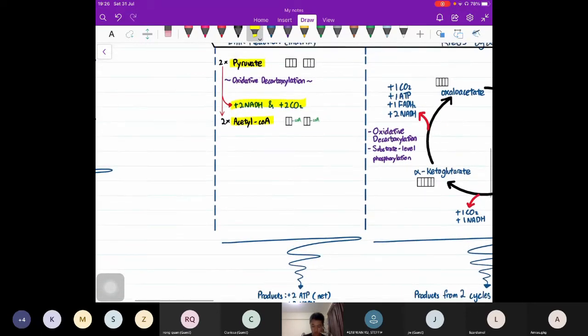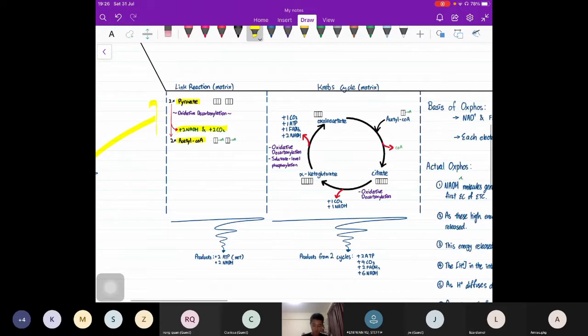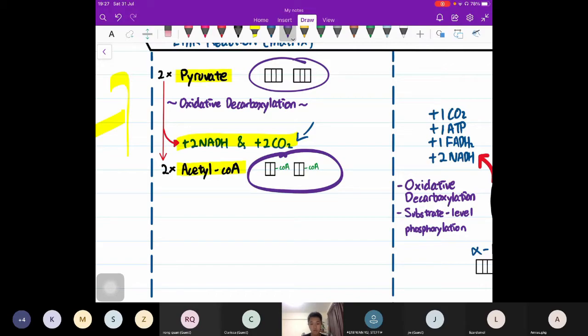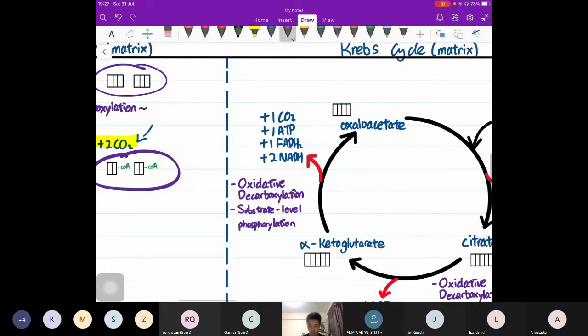Again, 2, because you have to go through the link reaction 2 times because you have 2 molecules of pyruvate. Previously you had 2 molecules of pyruvate, therefore here you also have 2 molecules of pyruvate. Your CO2 comes out here because pyruvate is 2 times a 3-carbon compound, and acetyl-CoA is 2 times a 2-carbon compound. So from a 3-carbon to a 2-carbon compound, the only way carbon can be lost is as a carbon dioxide molecule.